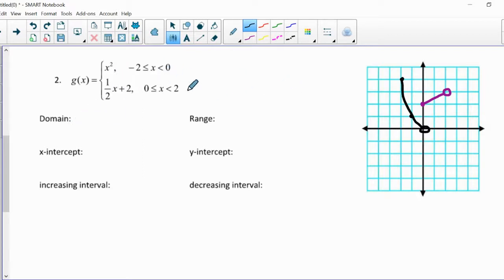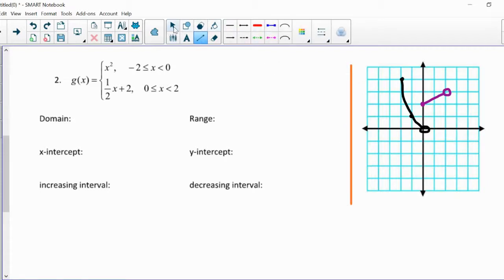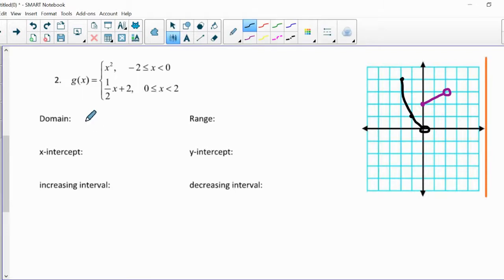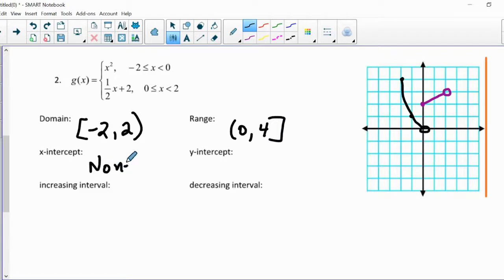Domain, it looks like if I was sweeping my domain across here, I start hitting things at negative 2. At 0, I still do hit something on the purple line, and then I go to 2, but it doesn't hit anything. So my domain in this problem is negative 2 to 2. The range in this problem goes from 0, not inclusive, all the way up to 4, and there are no gaps in that. So 0 to 4. The x-intercept, there is none. This is a hole. The y-intercept, there is one at 0, 2.